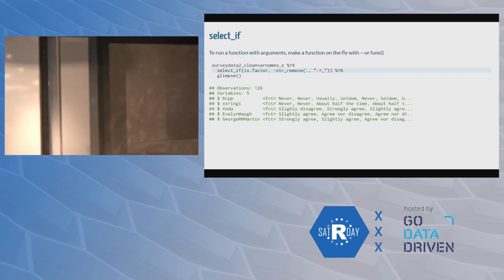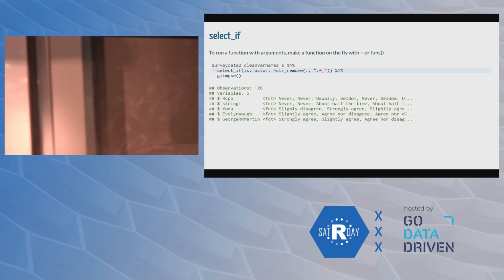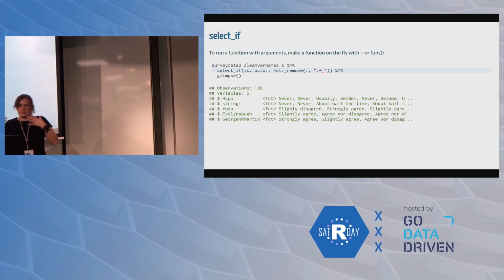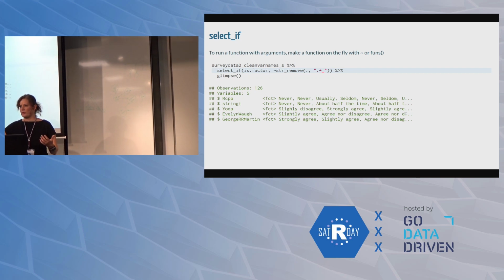As I mentioned, the function part works exactly the same way as in select all. So if I want to use string remove, I have to open the brackets because I have to tell it what to remove. It's not a function anymore. Just put the tilde in front of it.